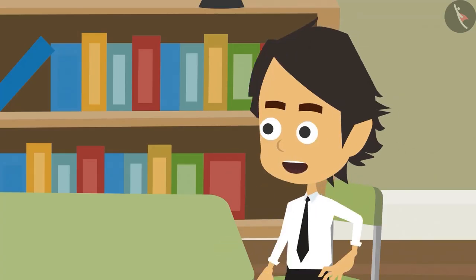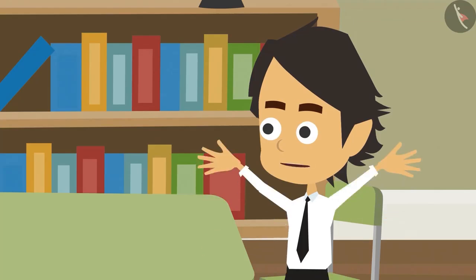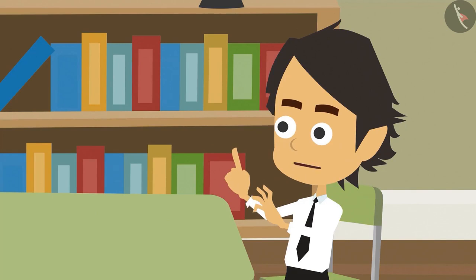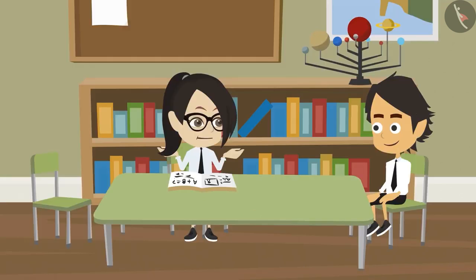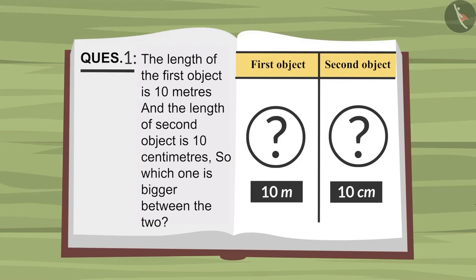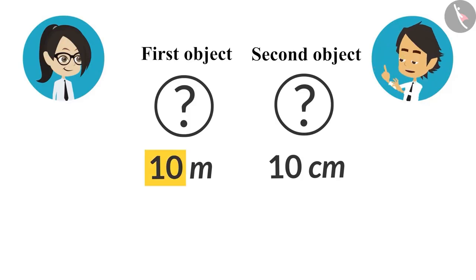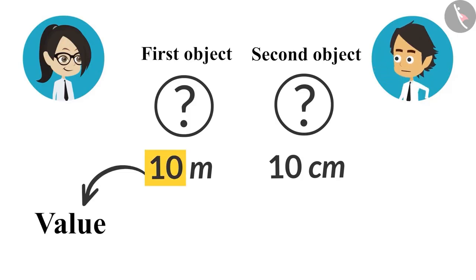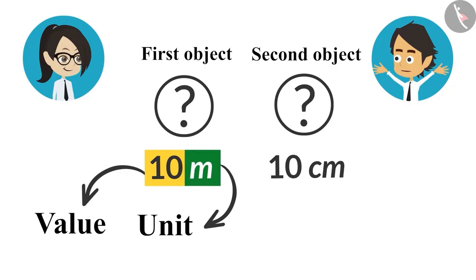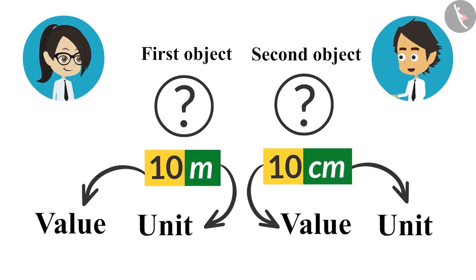10 is just the value, but to measure the length, we don't just look at the value, but we look at the unit of measurement too. Meaning? For example, in this question, the length of the first object is given as 10 meters. This means that 10 is the value and meter is the unit. Both are important to find the length of any object.